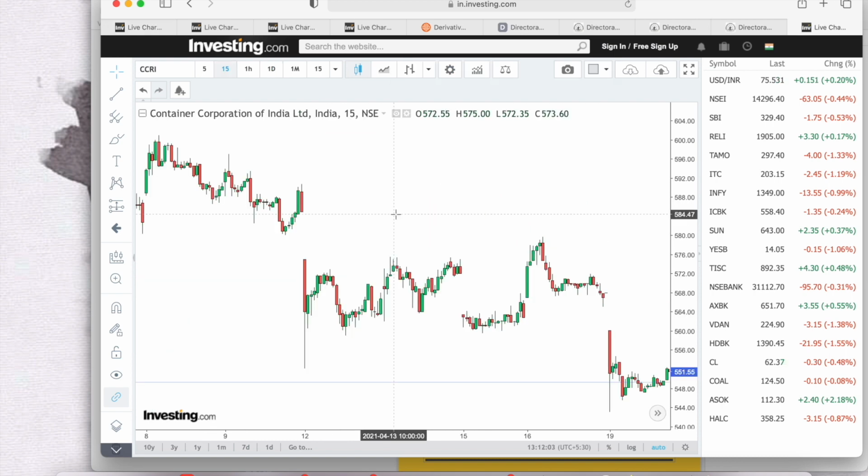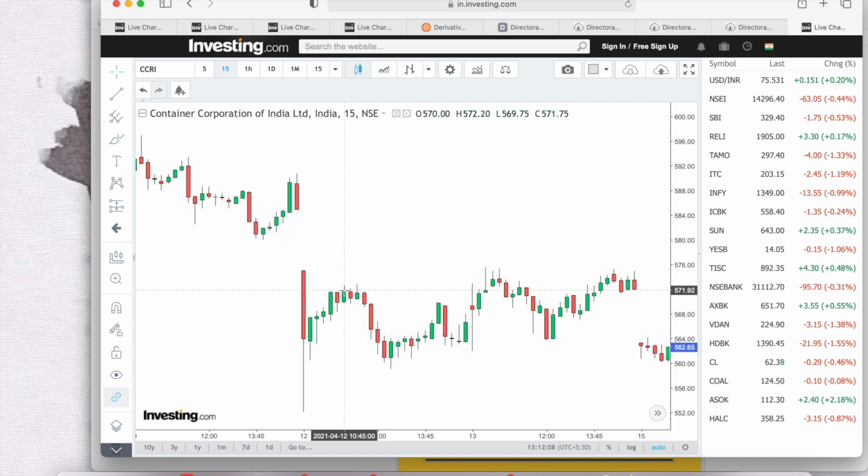Okay, so here I am on the chart of Container Corporation of India. You see what happens in this area. There was a big red candle that formed. Then there were 3 green candles, the 4th one also, but it was unable to break this area. You see, this is a bull trap. This is showing the recovery it has done.